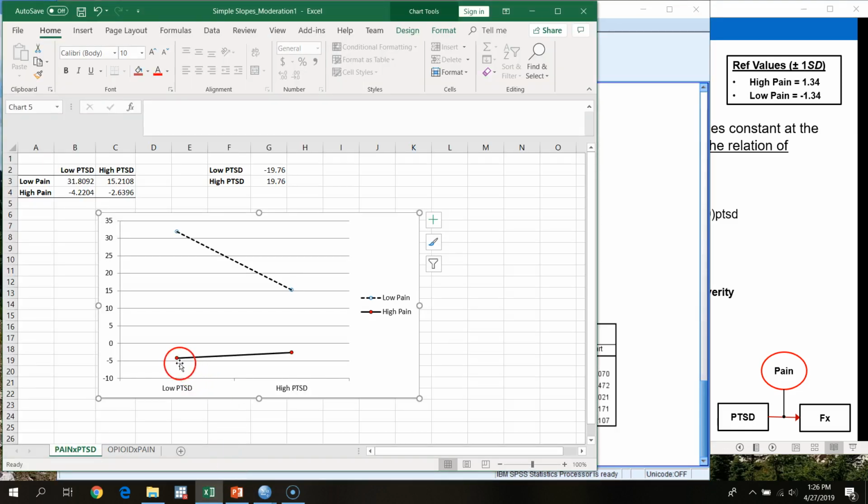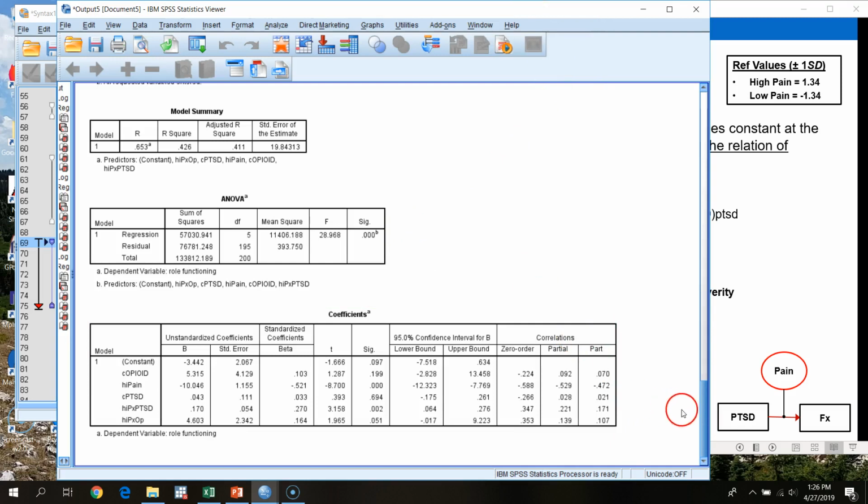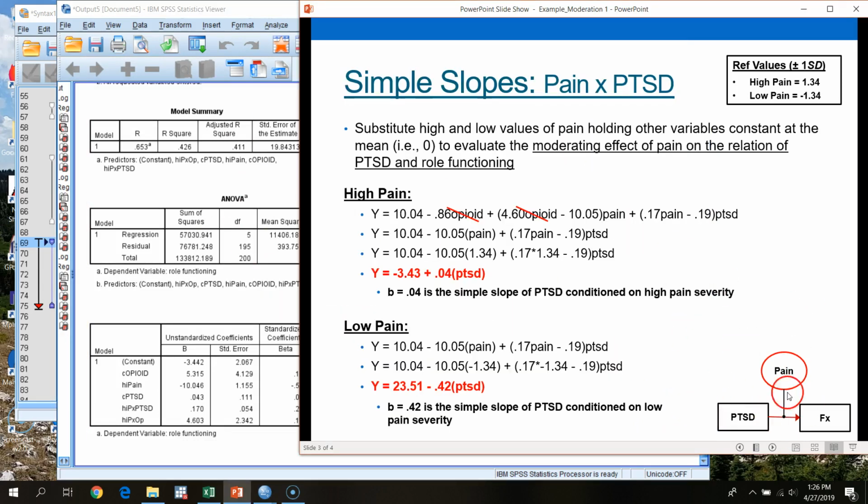So even though we have a positive coefficient here, this slope is not reliably different than 0. We can ignore this and say that our data fails to provide evidence of a unique association of PTSD with role functioning conditioned on high levels of pain. Okay, so that gets us everything we would want to do for our conditional effect of PTSD on functioning at high and low levels of pain.